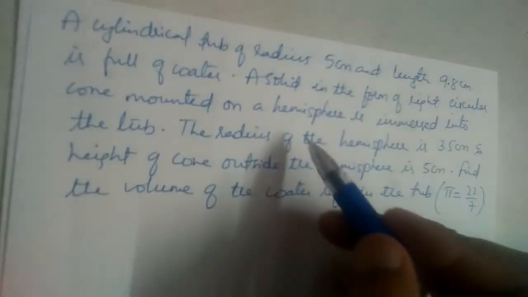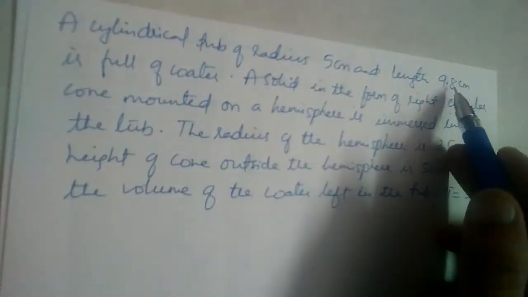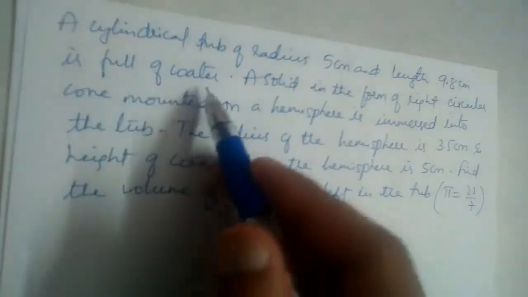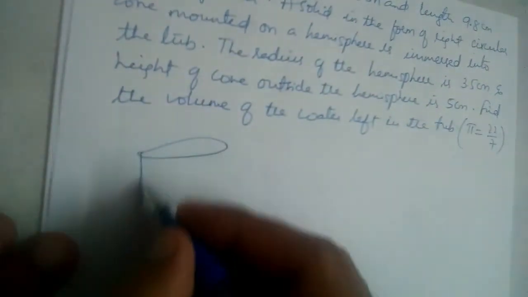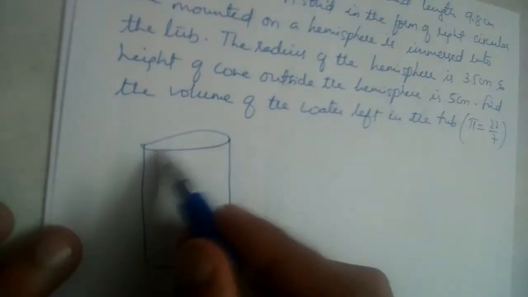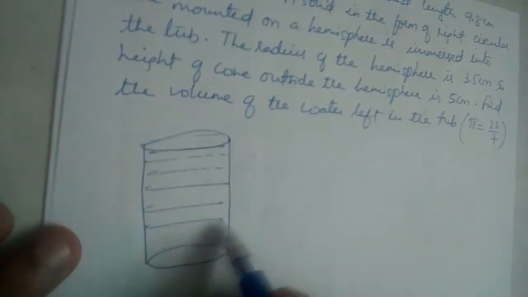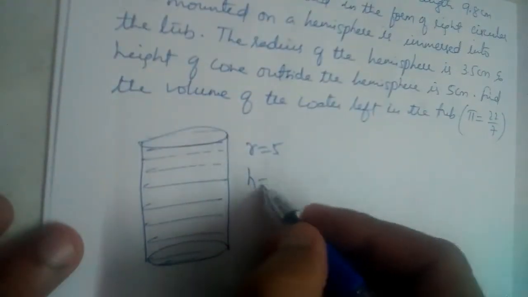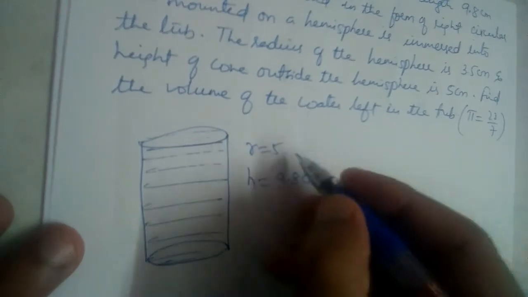A cylindrical tub of radius 5 centimeter and length 9.8 centimeter is full of water. Let us draw the cylindrical tub first. This is our cylindrical tub. It is full of water. Okay, what are the dimensions? Radius 5 and length, that is height, is equal to 9.8 centimeters.